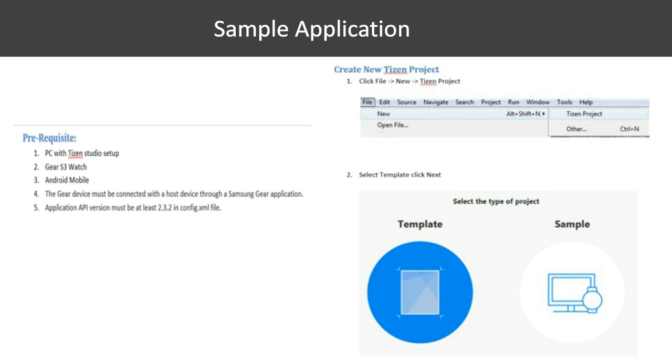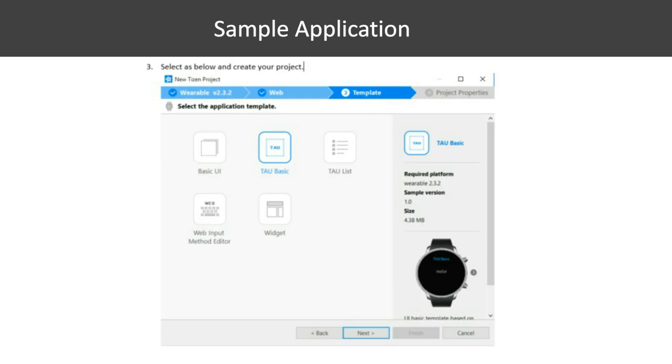And the app should be supported from 2.3.2 platform level and above. So you can create a new Tizen project, and then to make it easy, you can use the already available template, and you can use a Tau basic template. That's the easiest one because it already has all the UI components built in it, and you can just use whatever UI components you need for your application.